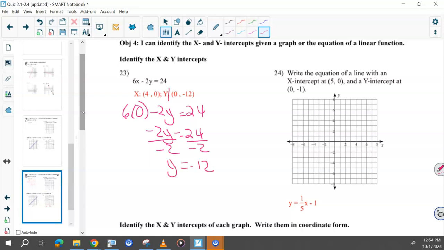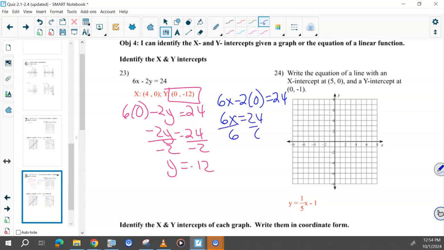And then you're going to write them as an ordered pair. 0, negative 12. Then do the same thing for the other term. Put 0 in for y. And solve for x. This middle one would be 0. Then I have 6x equals 24. Get rid of 6. And write that as an ordered pair. 4, 0. Questions on that one?